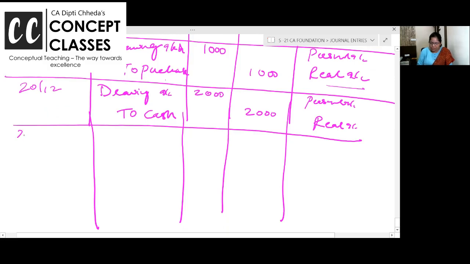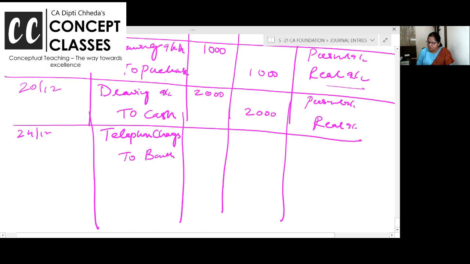2012. Now, 2412. He paid telephone charges. Telephone charges account debit to cash or bank. Nothing specific is given for cash, so we'll take it by bank.